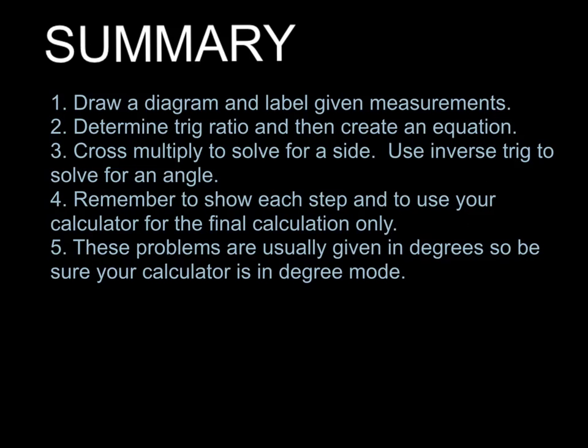And here is our summary. Remember that you're going to draw your diagram, and you're going to label with the information that they give you. You determine if you're going to use sine, cosine, or tangent, and then you write down an equation involving sine, cosine, or tangent. You're going to cross-multiply if you're solving for a side, and you're going to use inverse trig if you're solving for an angle. Be sure that you show that step. And you will be using your calculator, but just for the final answer.